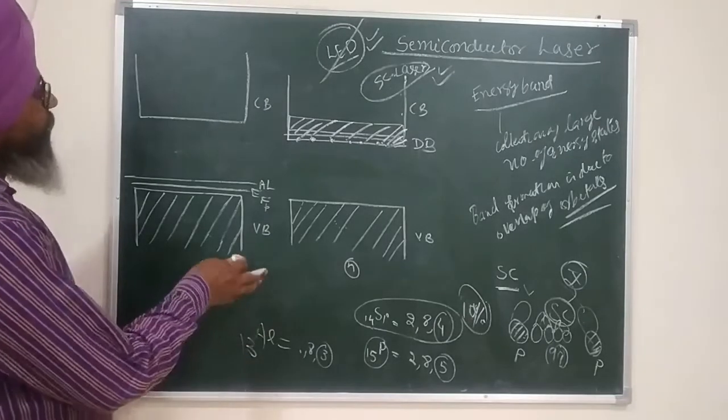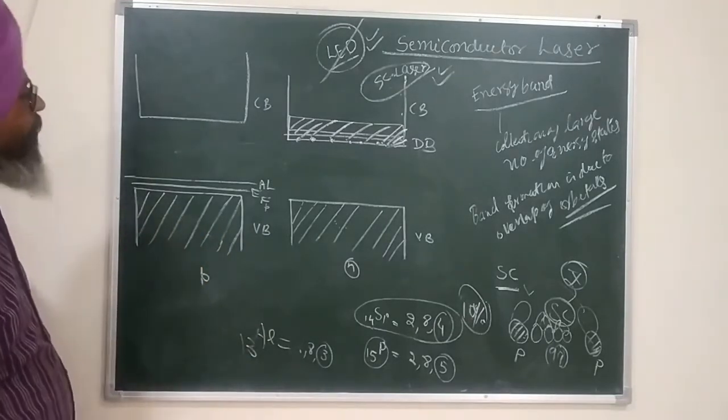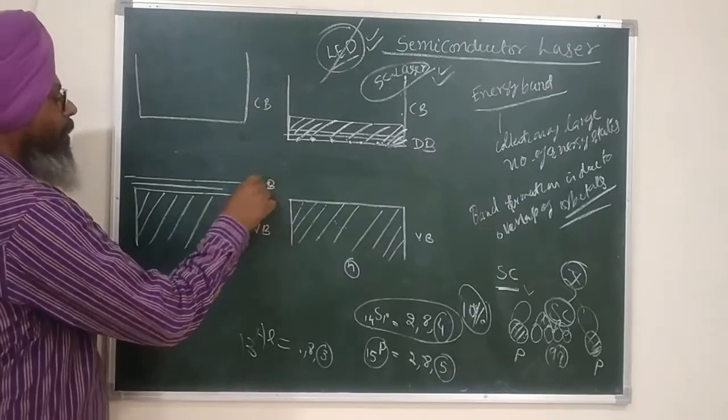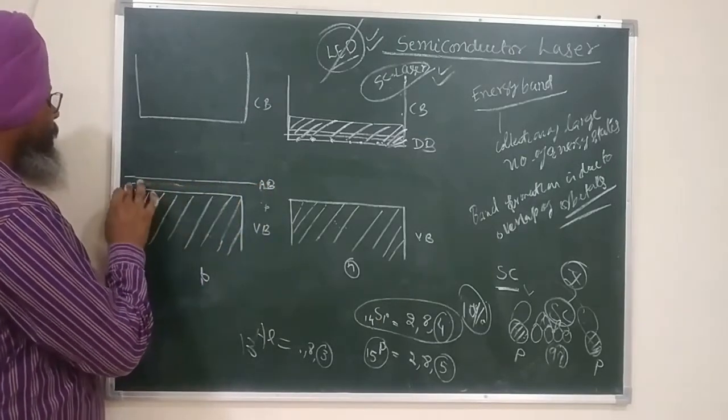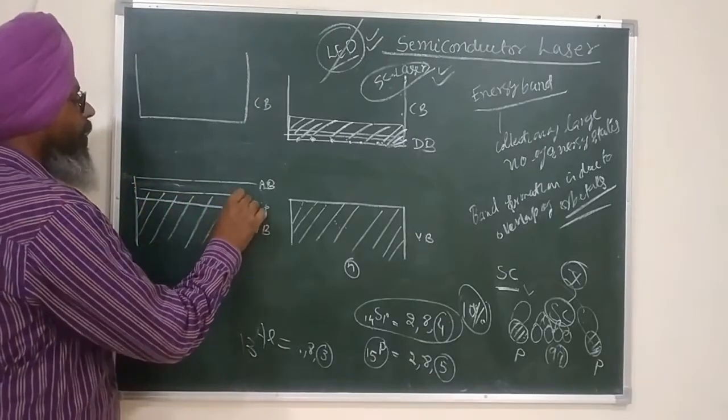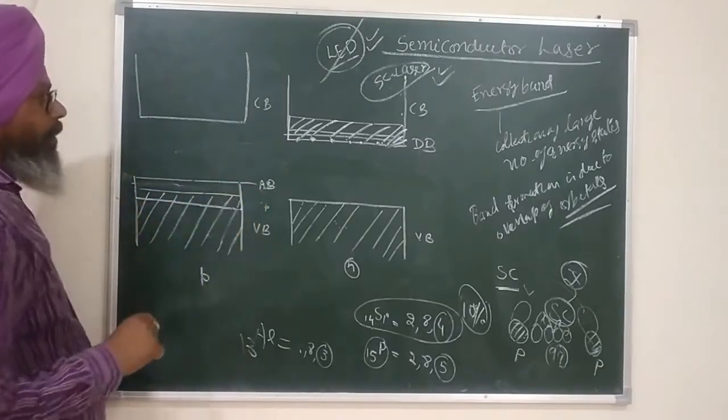Similarly, if I increase the impurity concentration in case of p-type semiconductor, then the acceptor level will also become an acceptor band, and instead of a sharp energy state, it will become a broad band, and it will spread into the valence band.